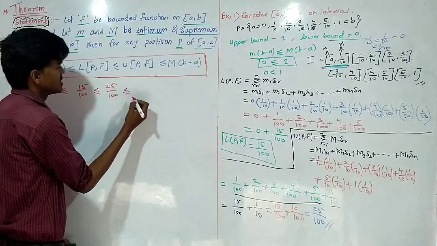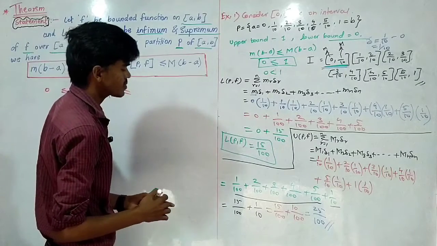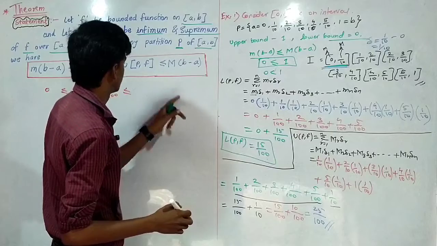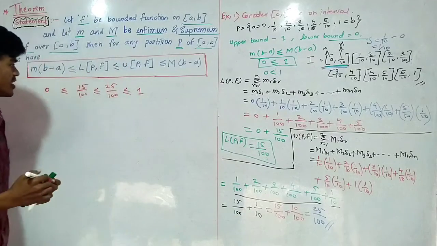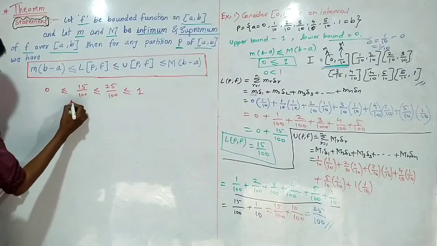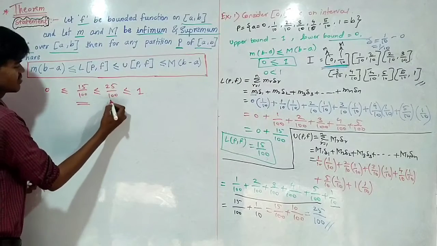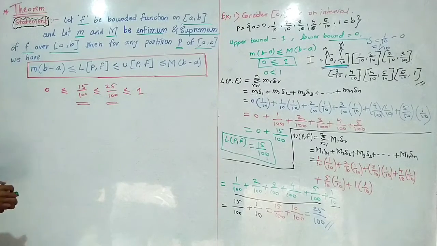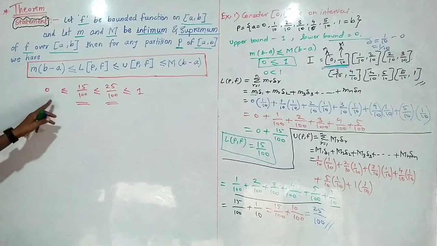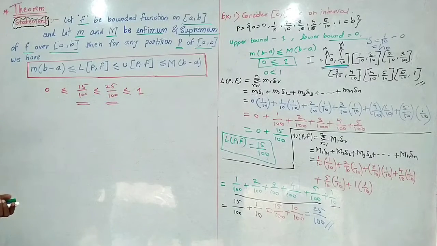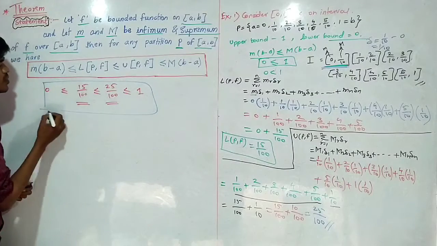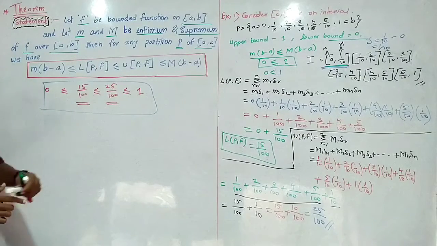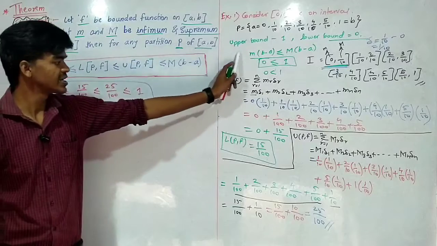Okay, which is less than or equal to capital M, that is 1. So we know that this 15 by 100 is less than or equal to 25 by 100. And 0 is always less than or equal to, so that much we need to prove in this theorem. I hope you clear this concept by using this particular example.